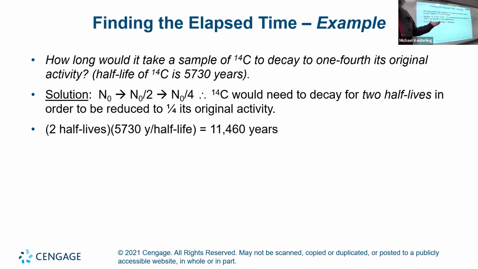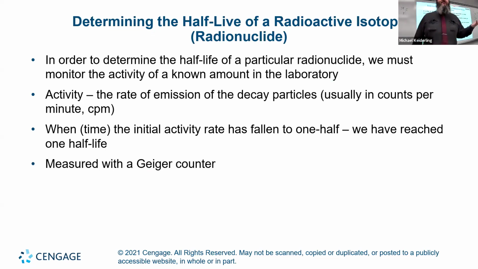And so how long would a sample of carbon-14 take to decay to 1/4 of its original activity? The half-life of carbon-14 is 5,730 years. So if it's going to cut to a fourth, that means it would take 2 half-lives. 2 half-lives, at 5,730 years per half-life, is 11,460 years. And this rate of decay is something we can actually use to date things.